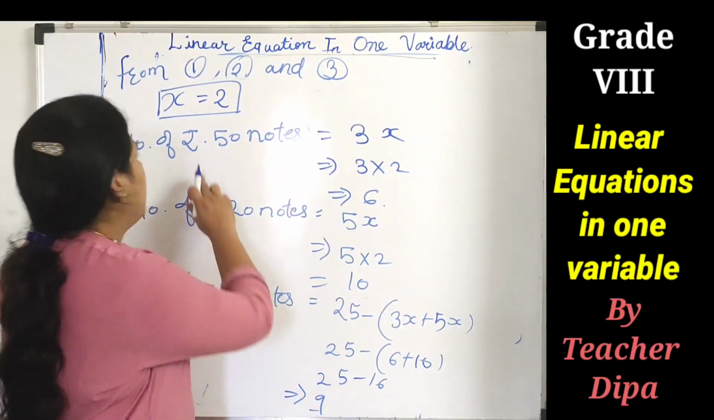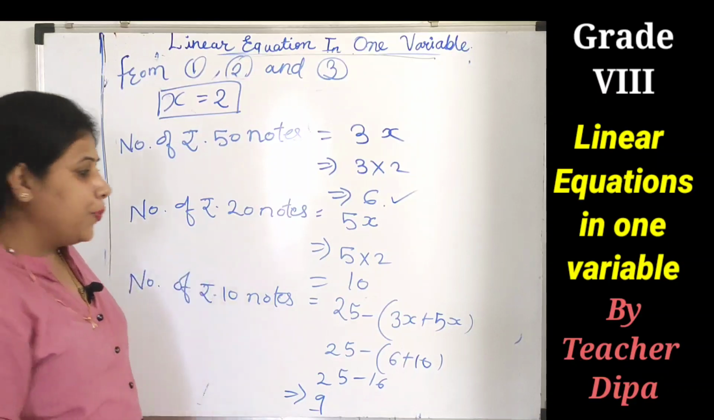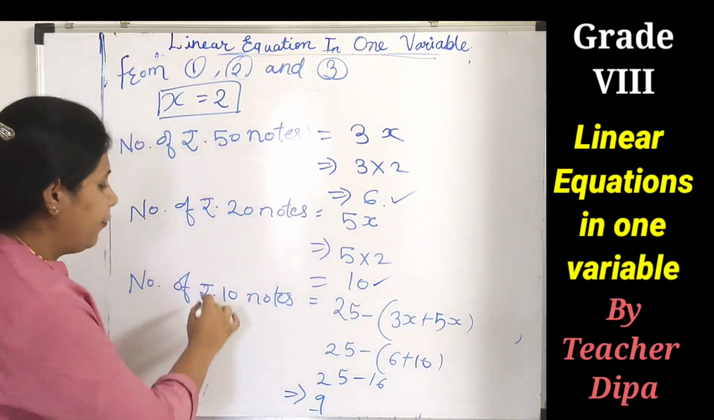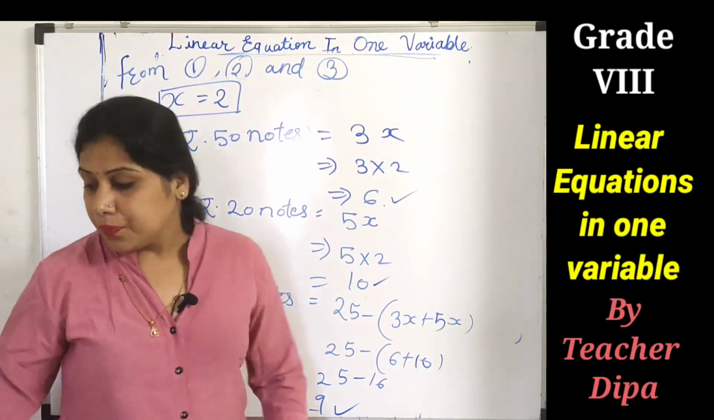So what is our answer? Number of 50 rupees notes she is having 6, number of 20 rupees notes she is having 10, and number of 10 rupees notes she is having 9. So that is our answer.